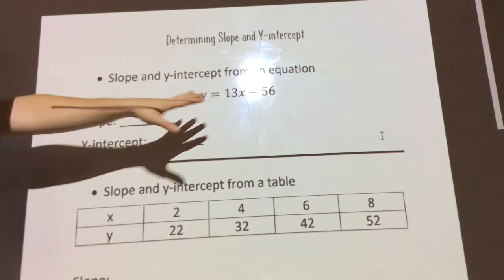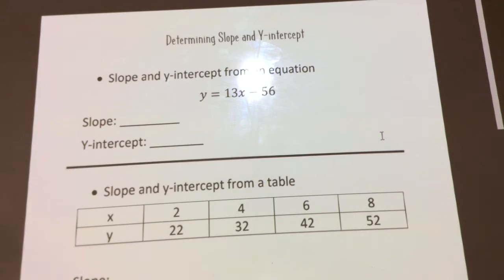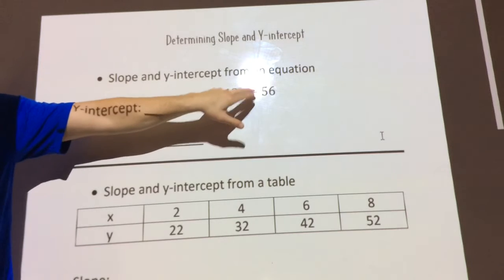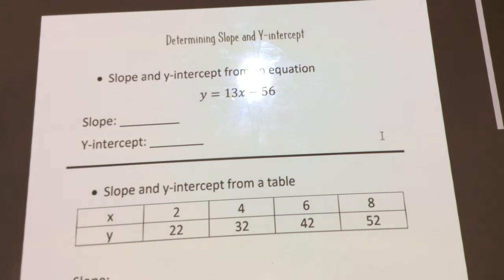Now, this is half of algebra right here. This y equals slope times x minus your y-intercept. I don't expect you to know that yet. I don't expect you to have that understood.